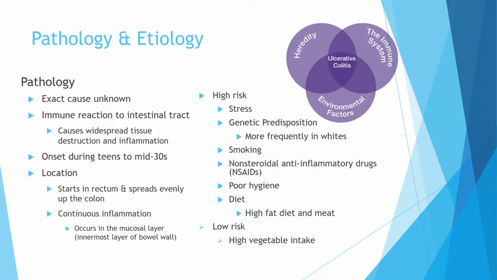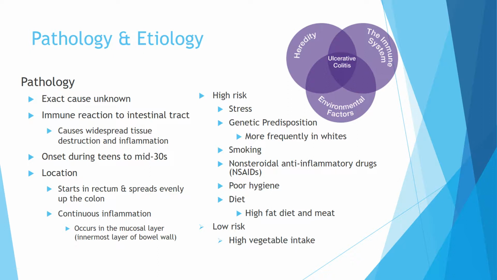Ulcerative colitis is a chronic inflammatory disease of the colon. It typically starts in the rectum and spreads up the colon, causing continuous inflammation of the mucosal layer of the bowel. Inflammation is largely limited to the mucosa, and ulceration is generally shallow. The inflammation causes widespread destruction of tissue.